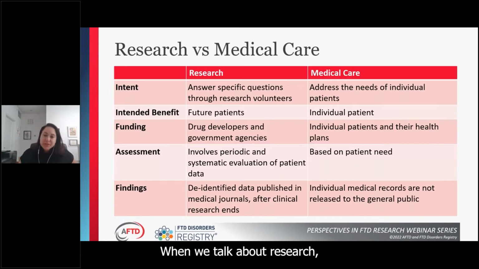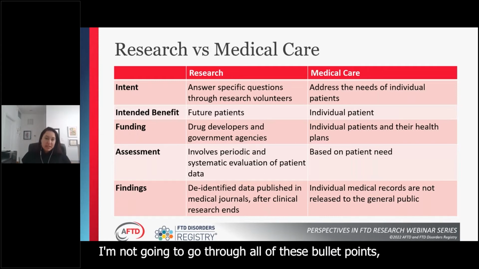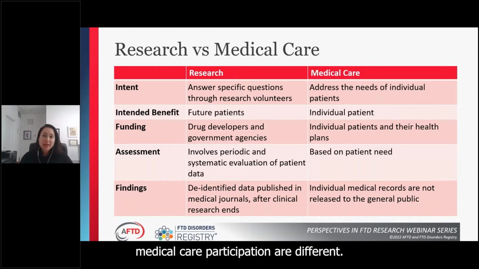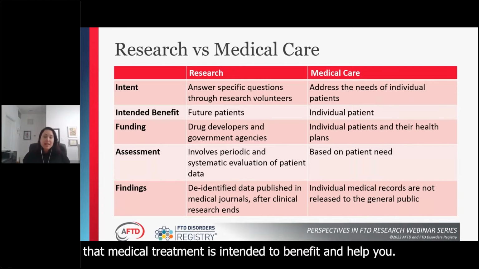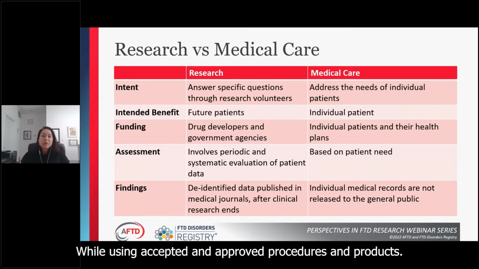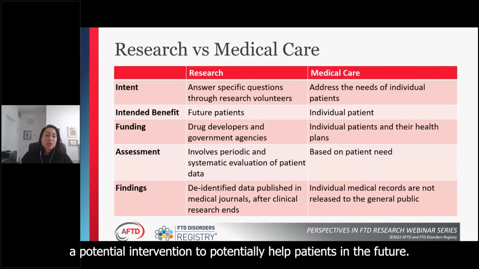When we talk about research, it's important to understand how research differs from your normal medical care. I'm not going to go through all of these bullet points, but I just wanted to highlight that research and medical care participation are different. While there are a lot of similarities, the key difference is that medical treatment is intended to benefit and help you while using accepted and approved procedures and products, whereas clinical research is intended to learn about a potential intervention to potentially help patients in the future.